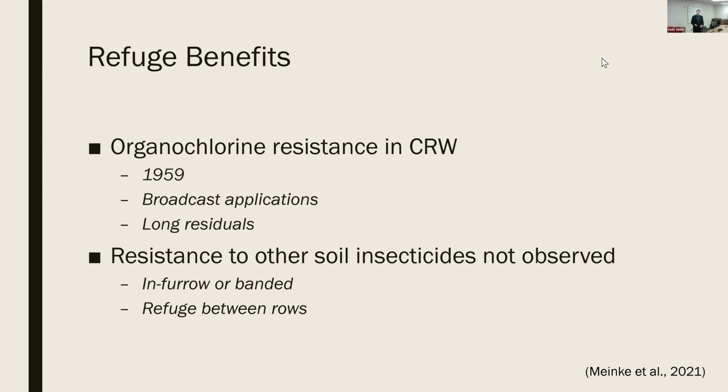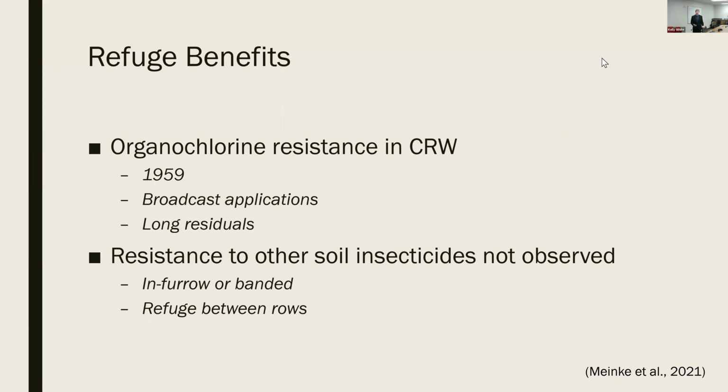Looking specifically at the benefits of refuge, there is a very good case study within corn rootworm management that indicates how successful refuges can be. In corn rootworm, there were a number of organochlorine insecticides that developed resistance here in Nebraska. This was reported in 1959 and was largely a result of these insecticides being applied to the soil in broadcast applications covering the entire soil surface and having very long residuals within the soil, leading to complete and continuous selection pressure against all of the larvae in those soils.